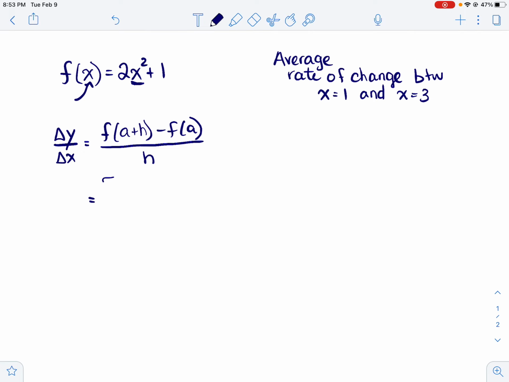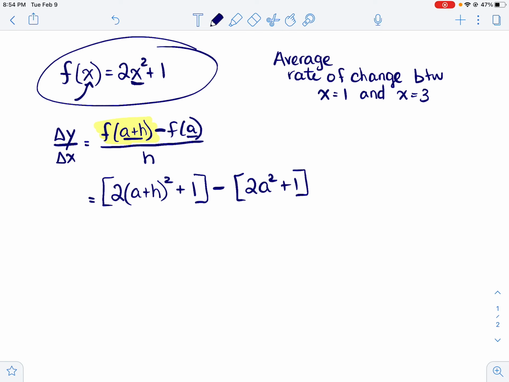So for the first one, I'm going to put it in square brackets. So for just this part of the equation, I will do 2, instead of an x, I'm going to put in brackets a plus h squared plus 1. That's my first part. That's f of a plus h. Minus, so we subtract f of a. So now I'm replacing the x with an a. So I'm going to put this in square brackets again. So 2, instead of x, I'm doing a squared plus 1. So I just subbed a plus h and a into this original equation for x. And then the whole thing is divided by h.